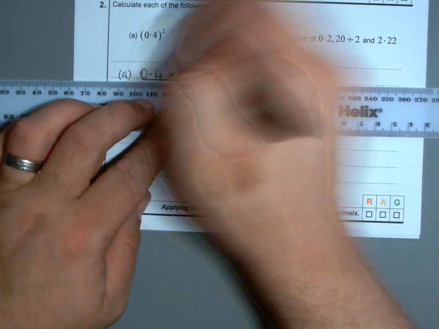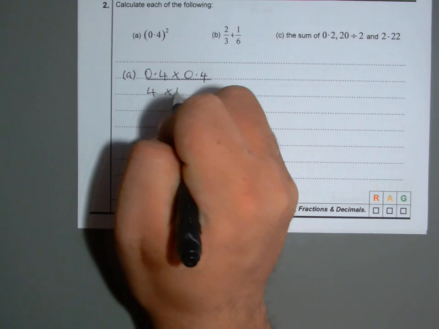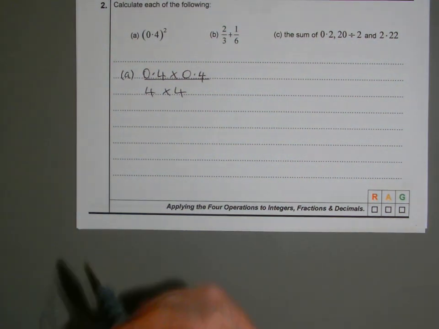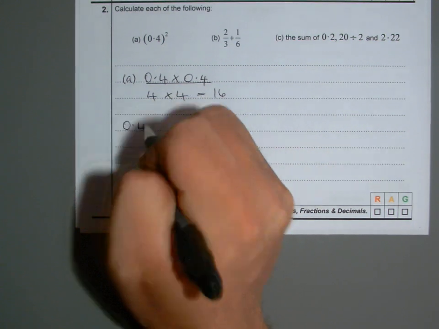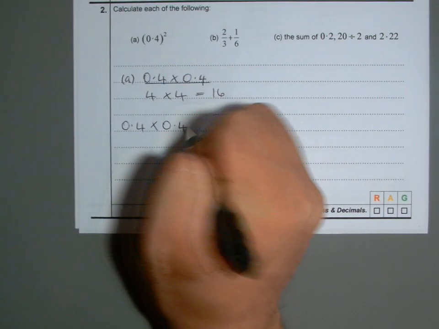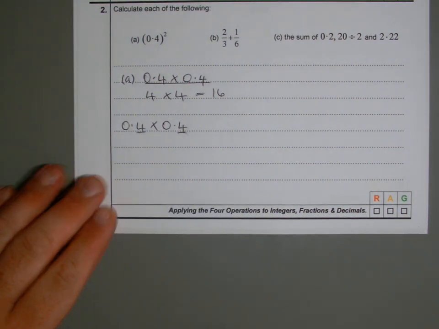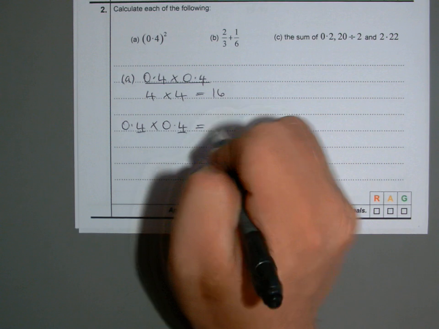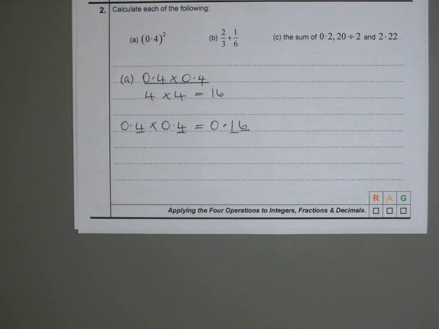Now remember, when you work this out, the key thing is just to ignore the decimal point and do 4 times 4. Okay, if you work out 4 times 4, ignoring the decimal points there, you get 16. But then when you go back to the question, you look at how many decimal places there are. There's 1 there and there's 1 there, so there's 2 in total, which means there must be 2 in the answer. That's why the answer is going to be 0.16, because 2 decimal places in the question means there's got to be 2 in the answer.